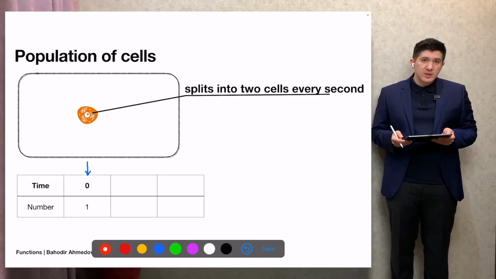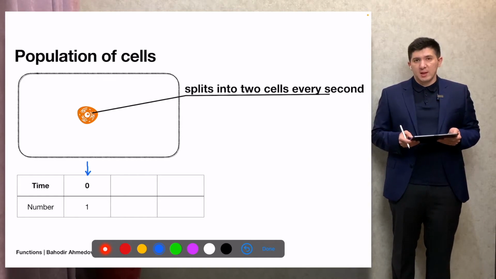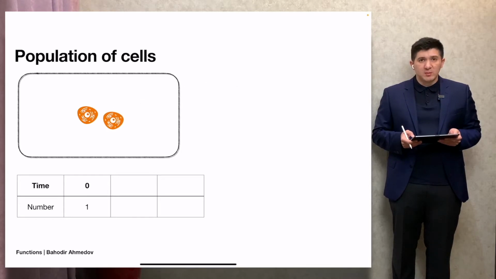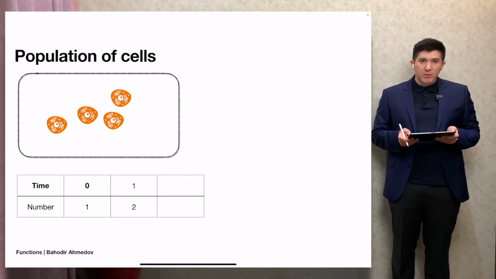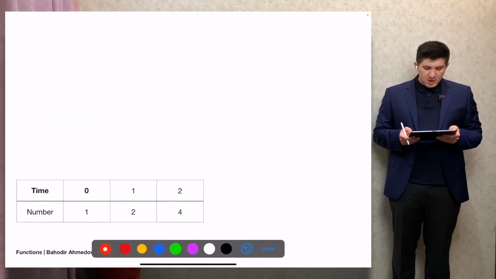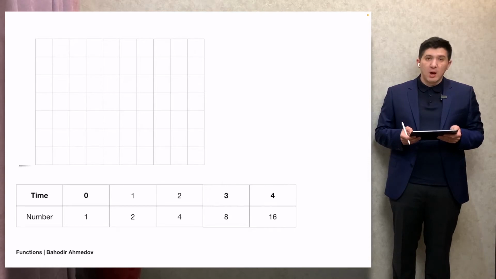time, so when the time is equal to 0, you just have one cell. Now let's assume that the cells are going to split into 2 every second. So it means that after 1 second, you're going to get 2 cells. After 1 more second, you're going to get 4 cells. After 1 more second, you're going to get 8 cells, and so on.